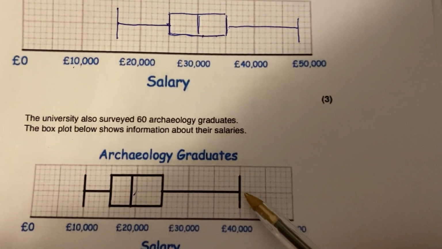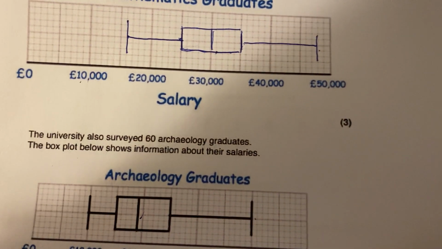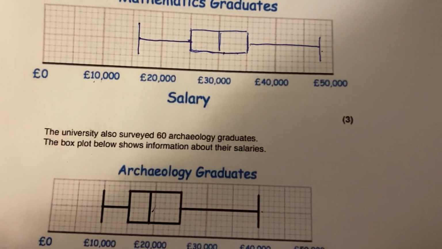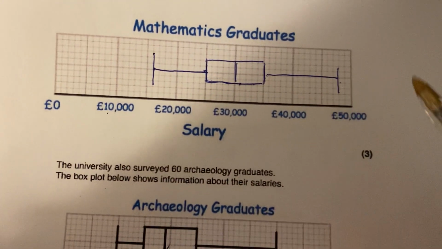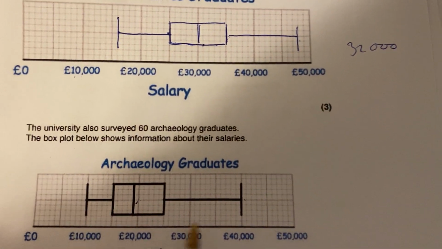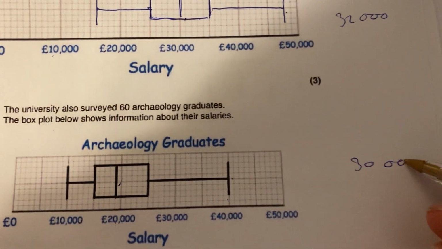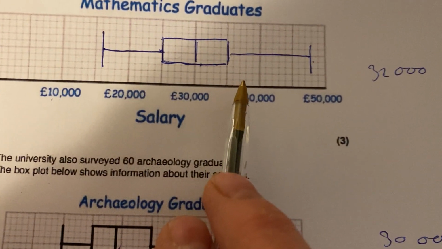The maximum salary here is 40, whereas this one is 48. Maximum and minimums aren't the best ones to do. The range is useful, so the range is quite good. You can say this range goes from 16 to 48, so that's the 32,000, and you'd write it out, that's a range of 32. This is a range of 30, so the ranges are about the same. Okay, just this is shifted across to higher salary.